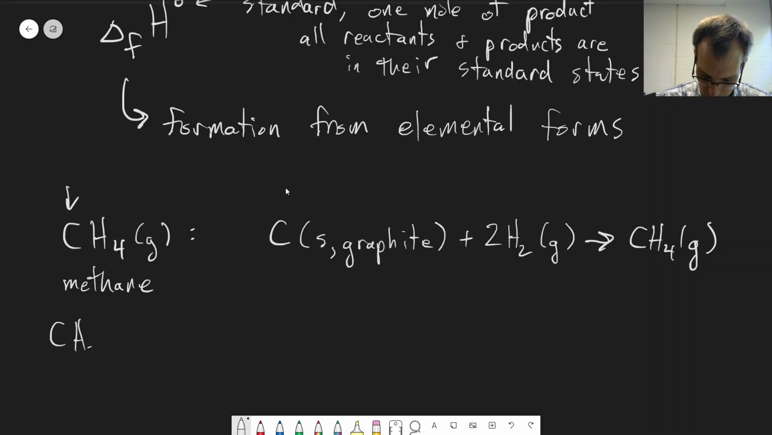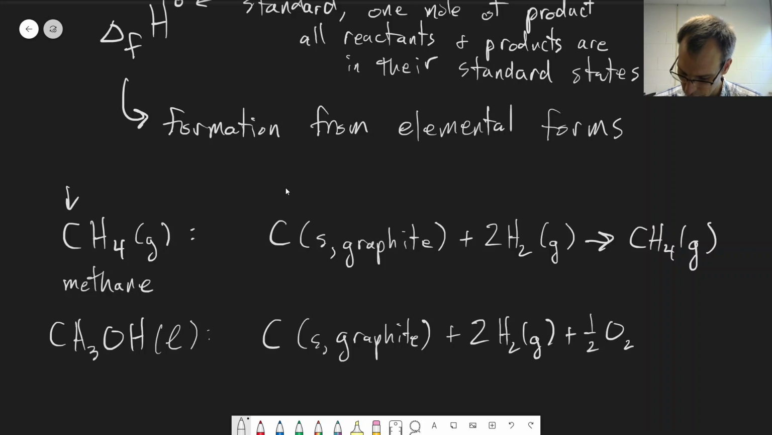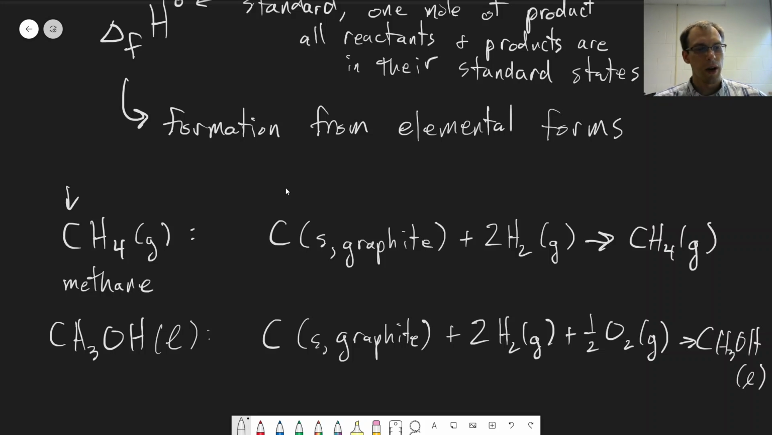Maybe we have something a little bit more complicated, like methanol. Still, we would have our carbon, we would have our hydrogen, and we would have 1/2 of an oxygen molecule. We don't just use atomic oxygen, we use 1/2 of O2 because O2 is the standard form. And so that goes to CH3OH, liquid. You can find tabulated values in table 19.2 in your textbook.